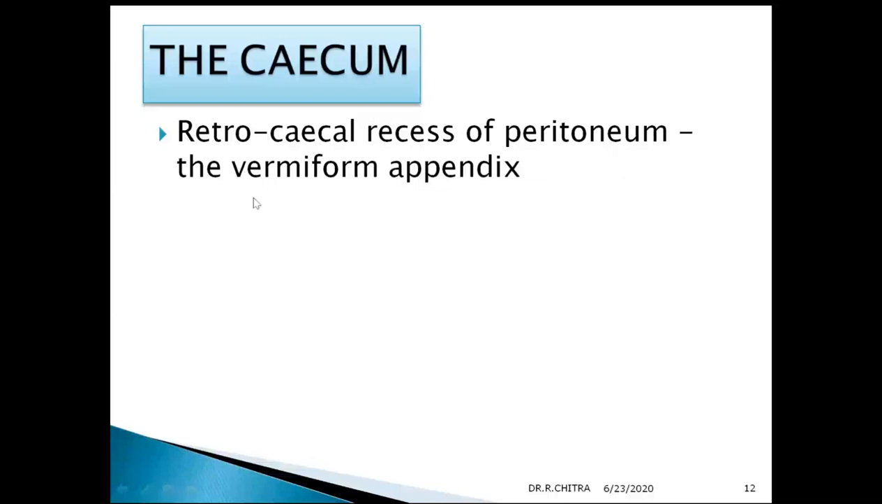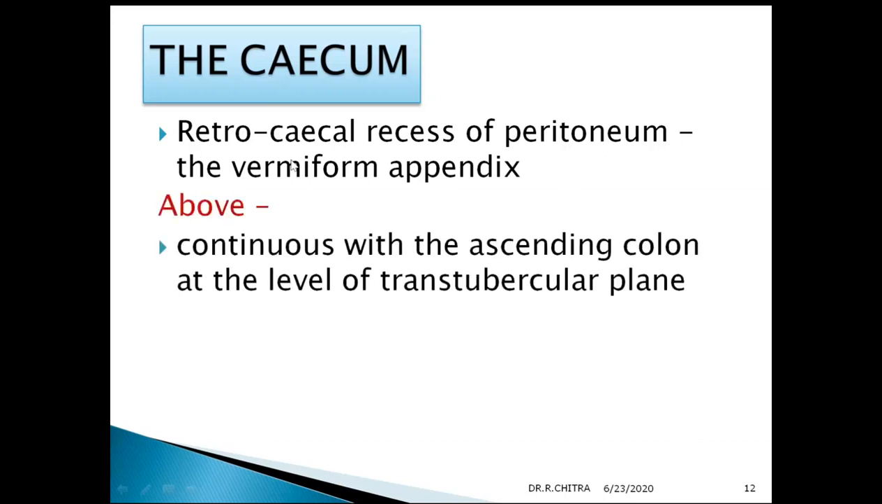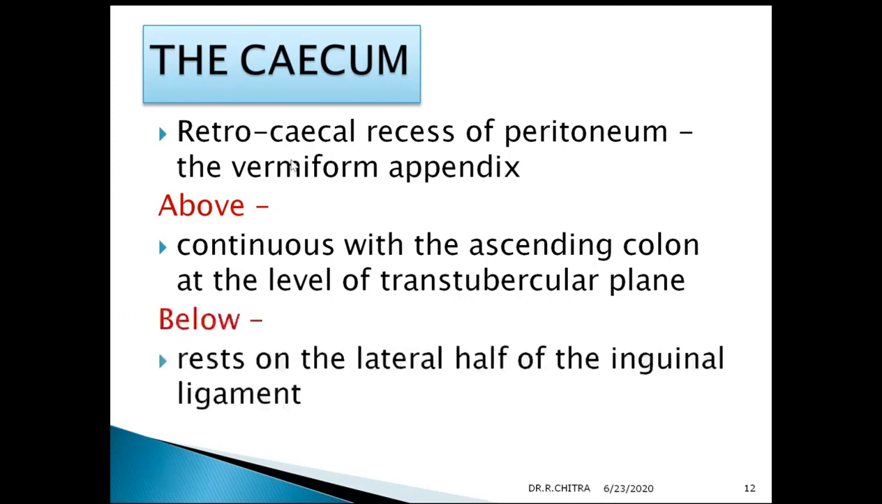And also behind, the vermiform appendix may be present in the retrocecal recess of the peritoneum. Why I am saying may be present is that the vermiform appendix varies in position. We will see that in the next class on the vermiform appendix. So if it is situated behind the cecum, it will be present in this recess. Above, the cecum is continuous with the ascending colon at the level of the transtubercular plane. Below, what is below? Inguinal ligament. So those are the above and below relations.